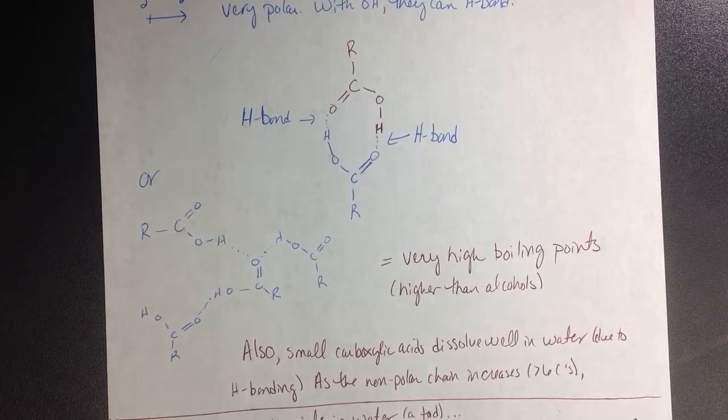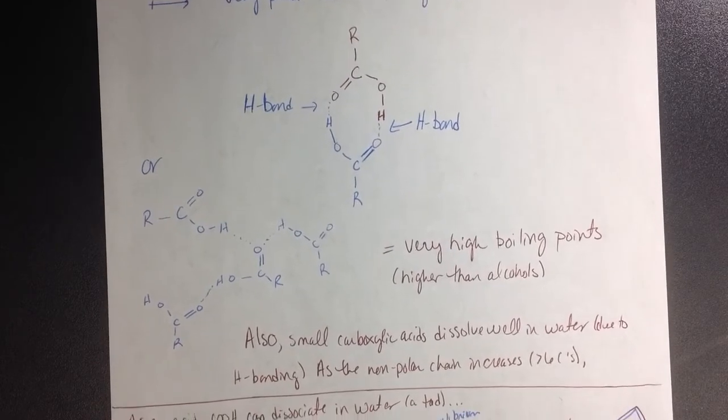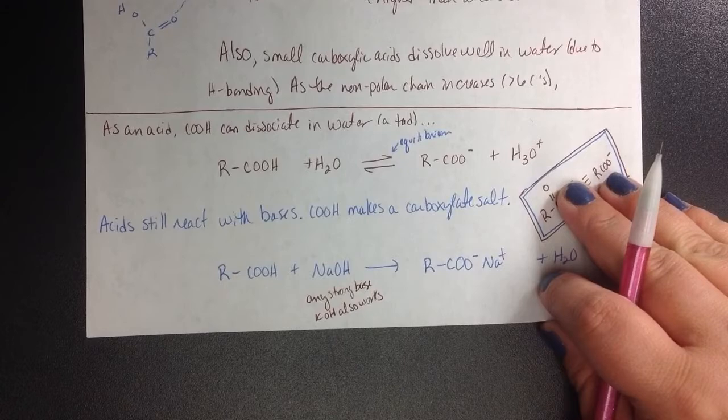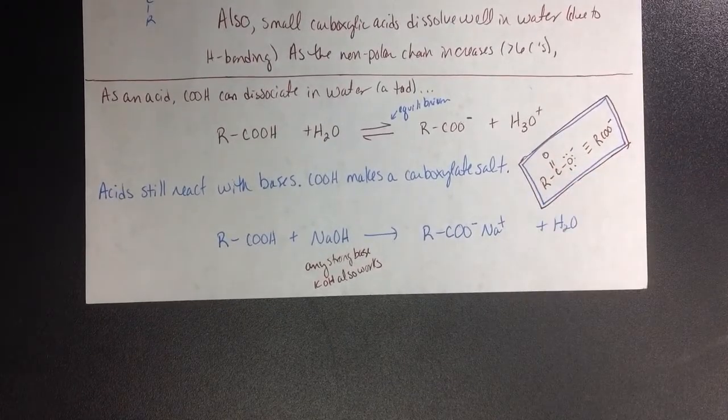So they're going to have high boiling points, even higher than alcohols, because remember, intermolecular forces are the things that bind molecules to each other. It takes more energy to pull them apart from each other, and that's what boiling points are doing: you're pulling molecules apart from each other. These small carboxylic acids will dissolve well in water. But again, if you have too much of a nonpolar carbon chain, it still is not going to dissolve very well. So that's a review of what we've done so far.